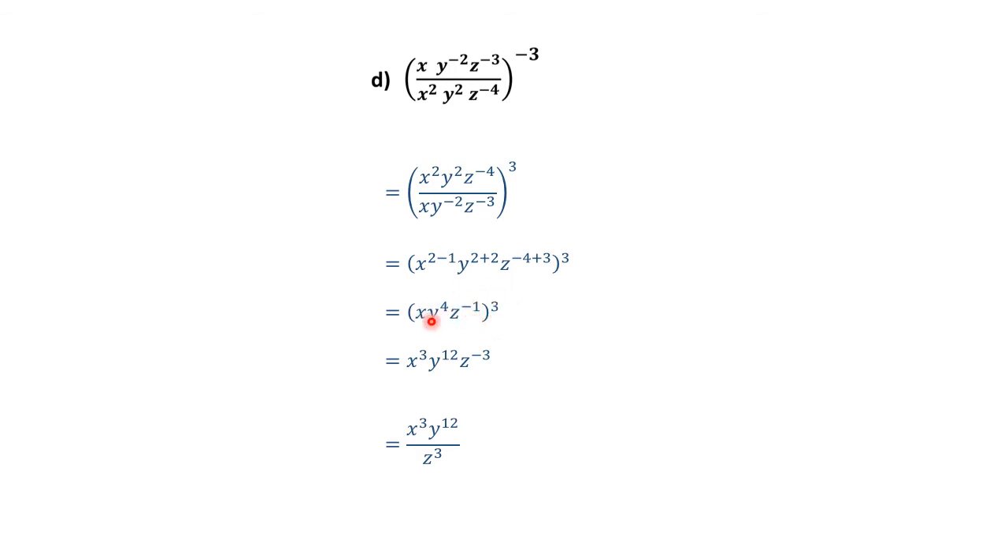Now simplify the power outside. 3 times 1 is 3. 3 times 4 is 12. 3 times minus 1 is minus 3. We don't want any negative exponent, so we'll put it down. We'll get x^3 y^12. When we shift z to the power minus 3 down, we'll get z to the power 3.